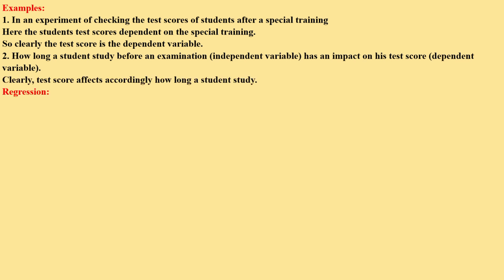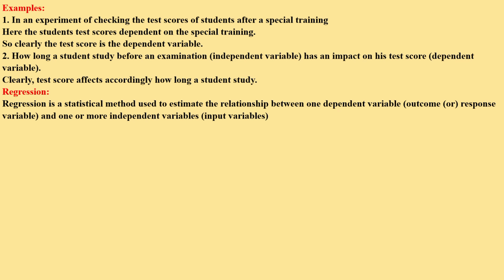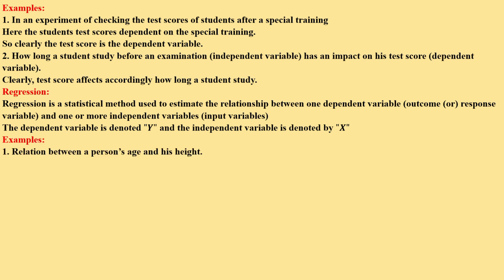Regression is a statistical method used to estimate the relationship between the dependent variable, that is the outcome or response variable, and one or more independent variables, the input variables. The dependent variable is denoted by y and the independent variable is denoted by x. Example: the relation between a person's age and height. A person's height increases as his age increases. They have a linear relationship.